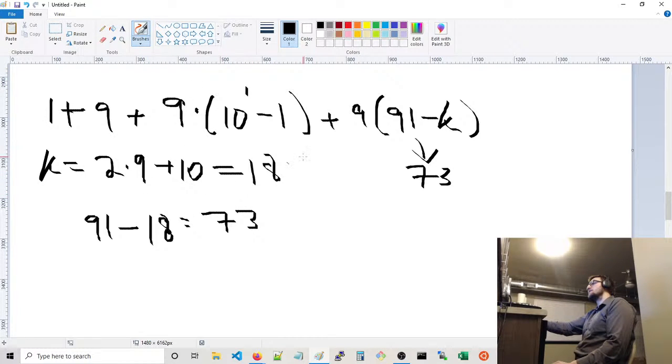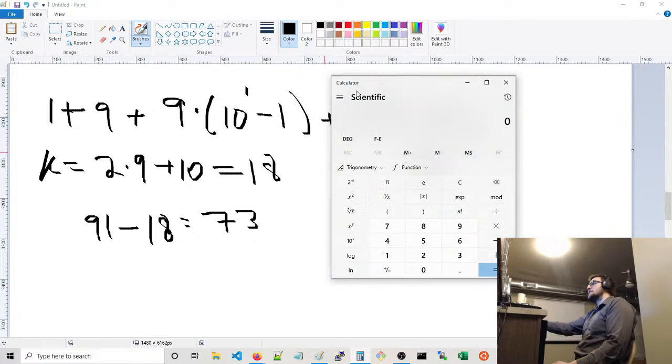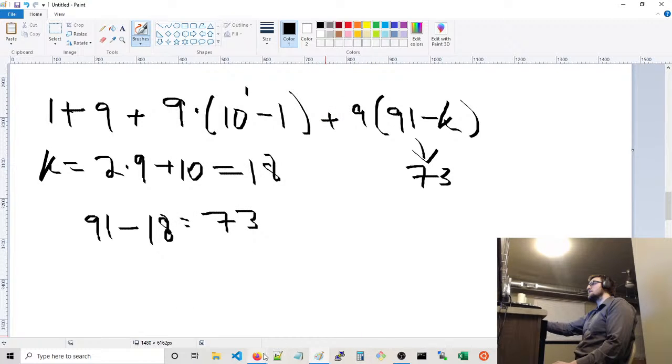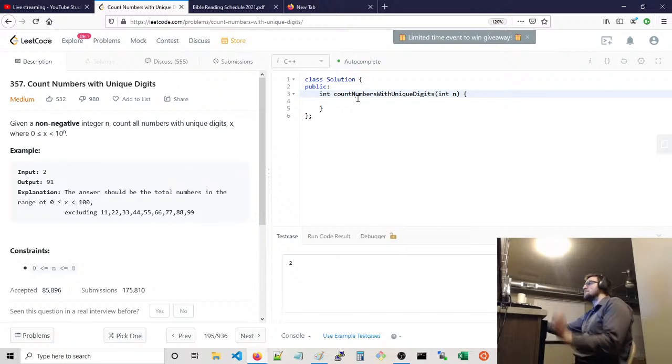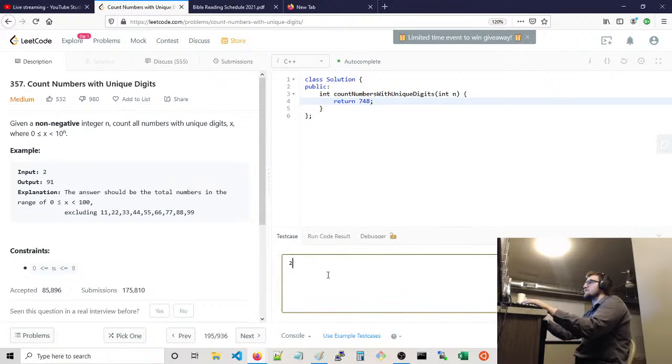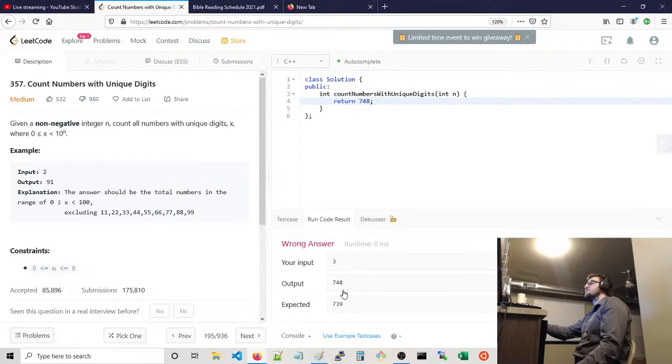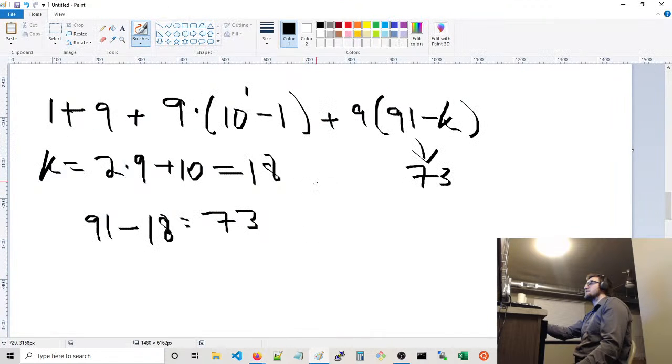It seems. Actually, I want to check if this is right. If it's 91 plus 9 times 73, 748. Let me just see. Oh, we're so close. Yeah, no kidding. Wow. Really? Where do we go wrong?